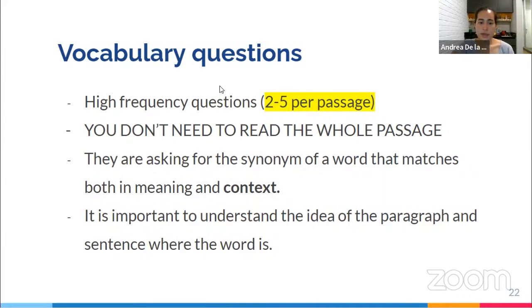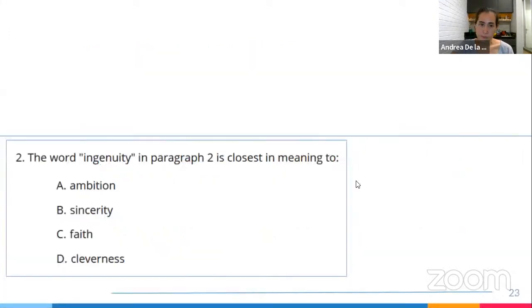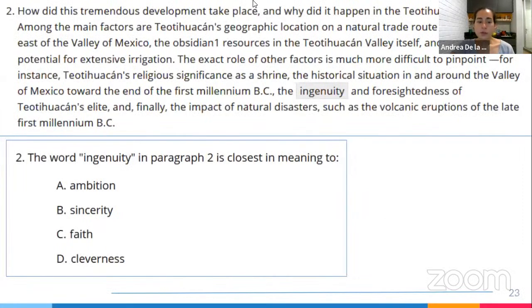Okay, guys? Does that make sense? Do you have any questions about that so far? All right. So now we're going to go back to the Teotihuacan passage, and let's take a look at this question. Wendy, could you please read the question and the options? Okay. The word ingenuity in paragraph 2 is closest in meaning to A, ambition, B, sincerity, C, faith, D, cleverness.